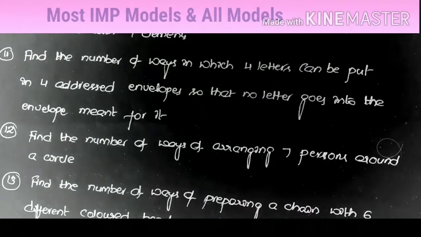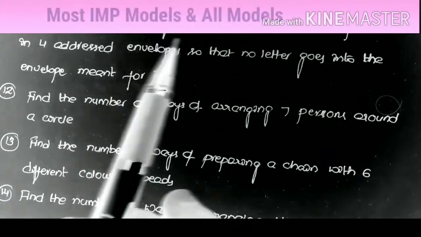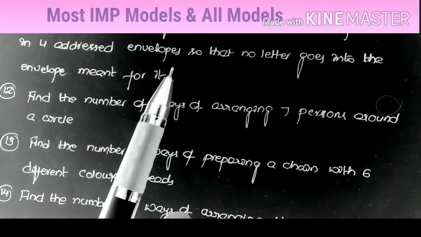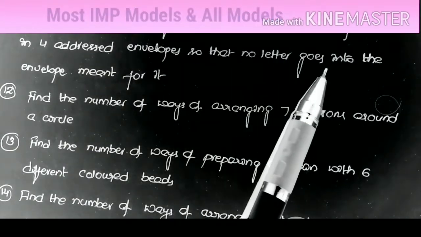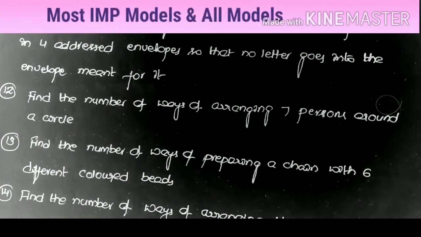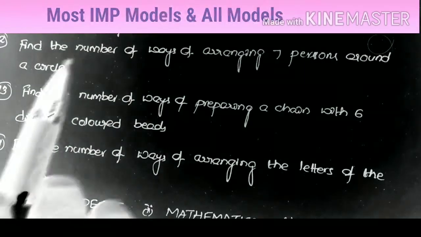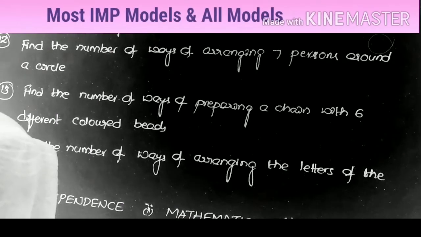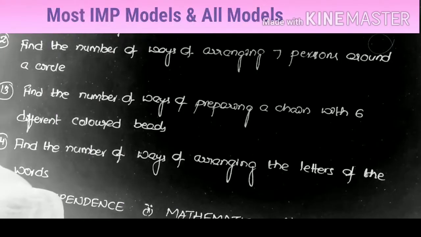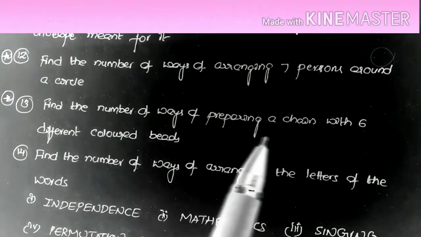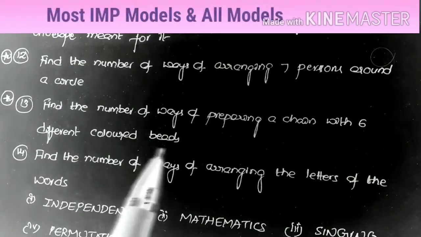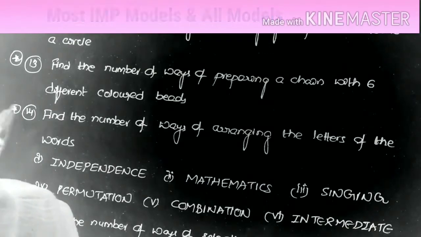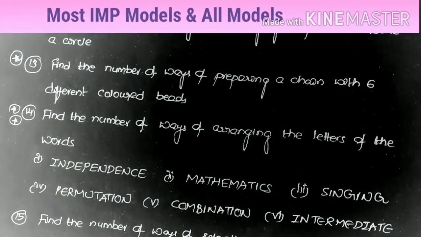Next one, number of injections. Next one, find the number of ways in which 4 letters can be put in the 4 addressed envelopes so that no letter goes into the envelope meant for it. And the next one, find the number of ways of arranging 7 persons around a circle, the most important 2 marks problem. Next one, find the number of ways of preparing a chain with 6 different colored beads, the most important 2 marks. And the most important 2 marks problem, this is very important.